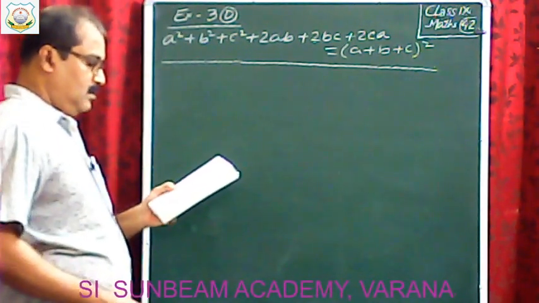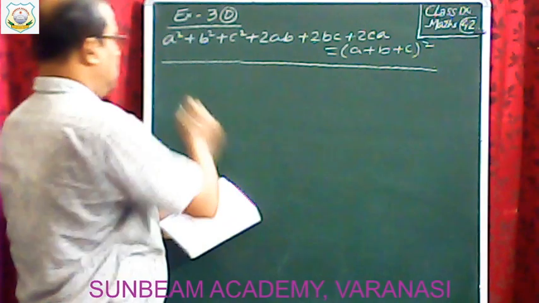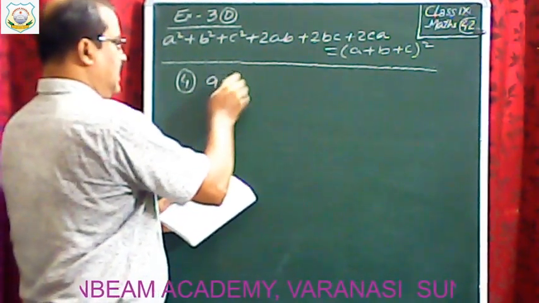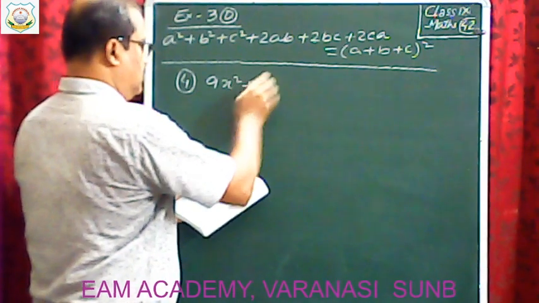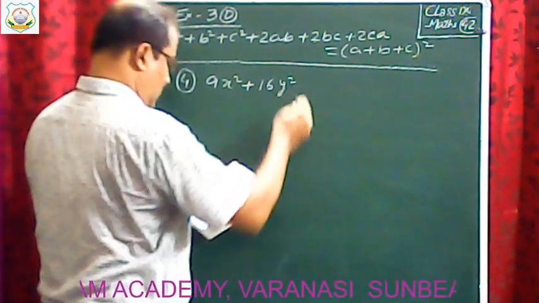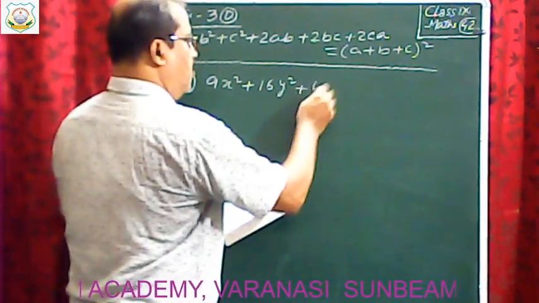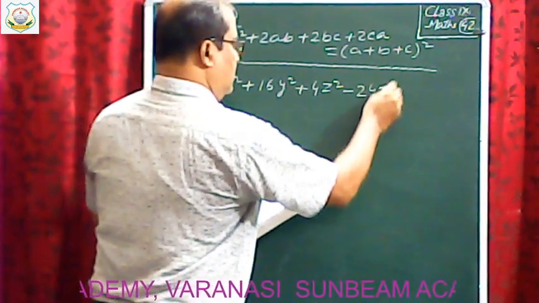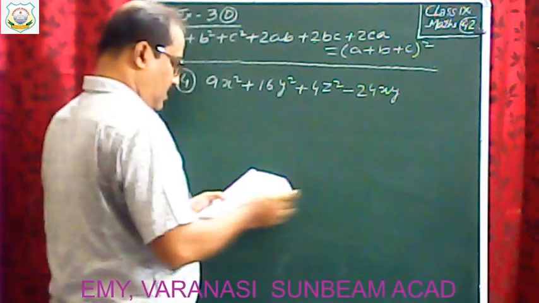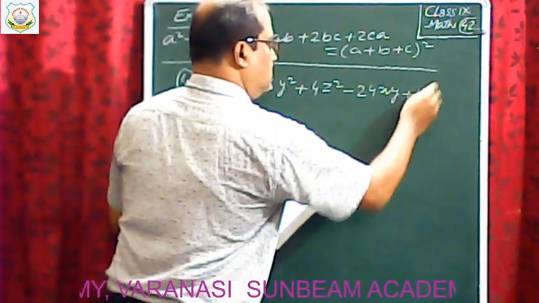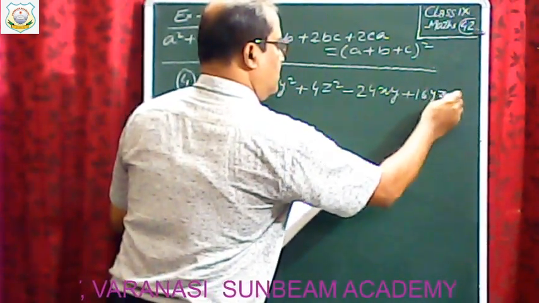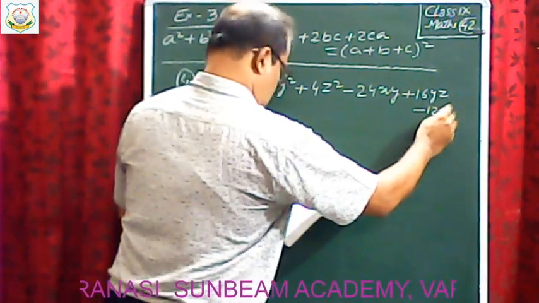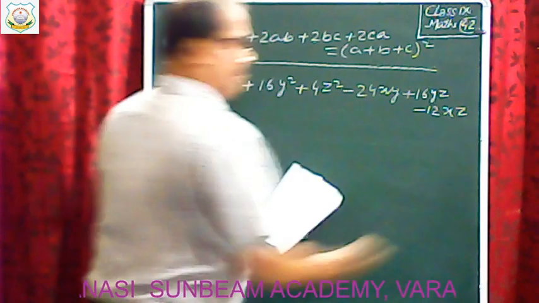One more you want. Okay. Let's see question number 4. Factorize 9x square plus 16y square plus 4z square minus 24xy plus 16yz minus 12xz.